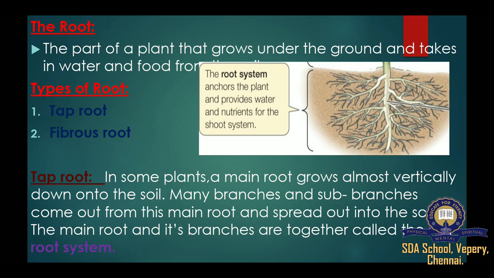Taproot system. The taproot system develops from the radicle of the germinating seed. It is also called the normal root system. The taproot system is present only in dicotyledonous plants.